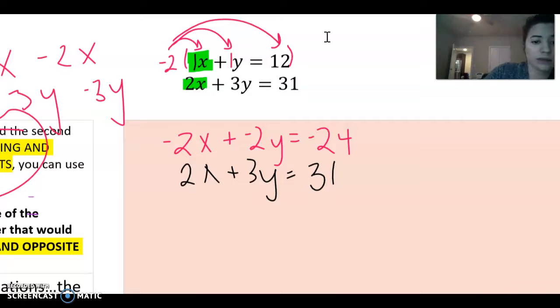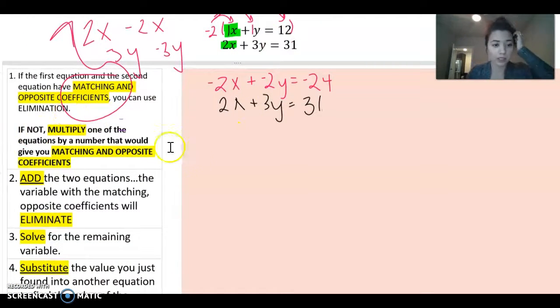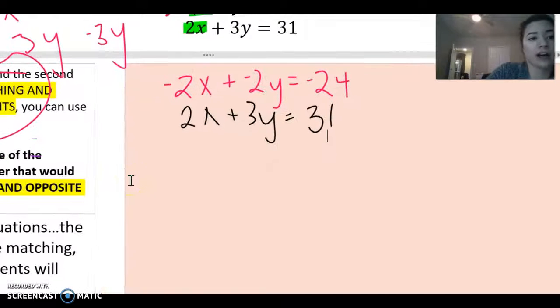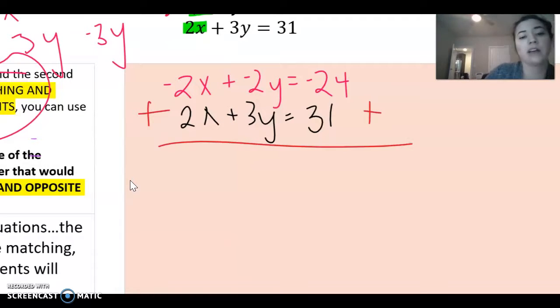On to the next. So now we have our new system. We're going to add the two equations. The variables with the matching and opposite coefficients are going to eliminate. So we're going to add them now, because you can see since we multiplied, instead of having a 1 and 2, now we have a negative 2x and a positive 2x, and those are going to go away. We have 3 minus 2 is going to give us 1, and then negative 24 and 31 gives us 7.